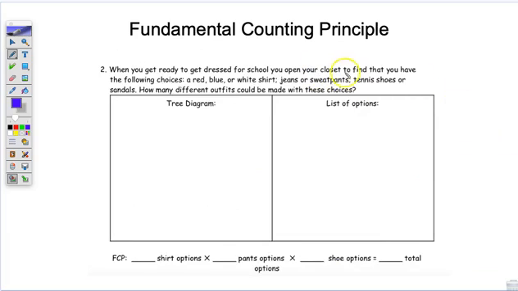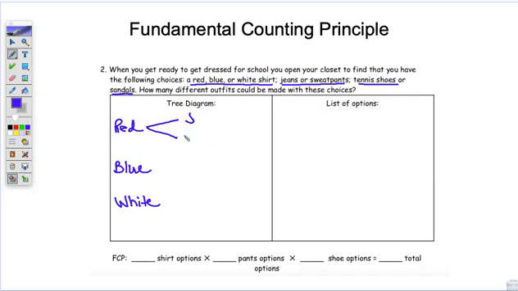When we're getting dressed for school, we have the option of a red, blue, or white t-shirt, jeans or sweatpants, and tennis shoes or sandals. Let's see how many different options that we can come up with as far as our outfits. So I have the choice of a red t-shirt, a blue t-shirt, or a white t-shirt. From there, I have 2 choices as far as if I want to wear jeans or sweatpants.